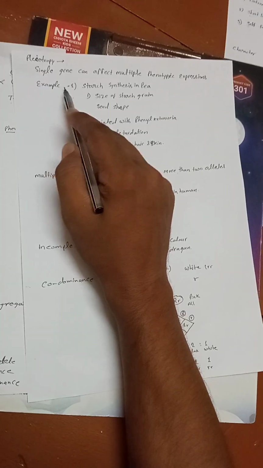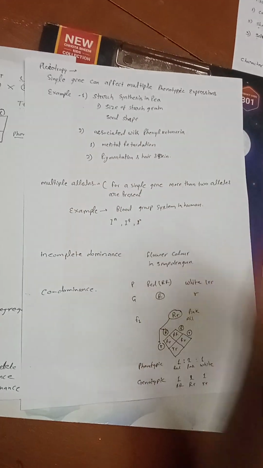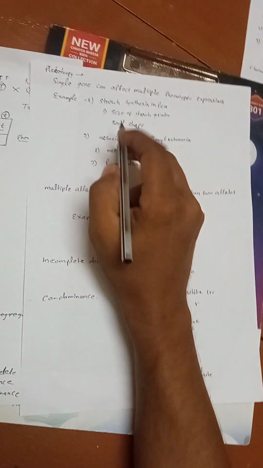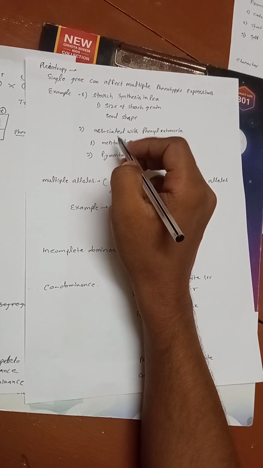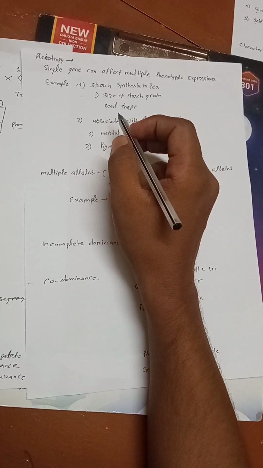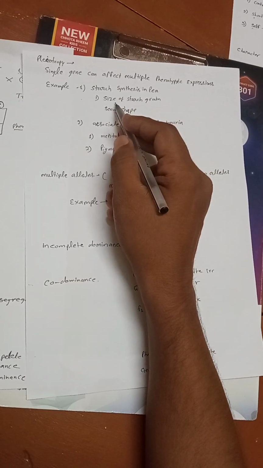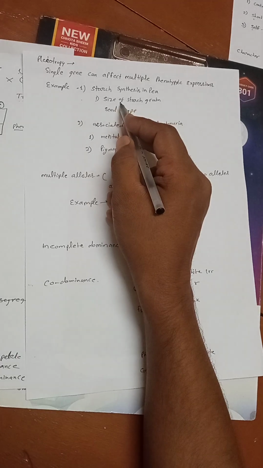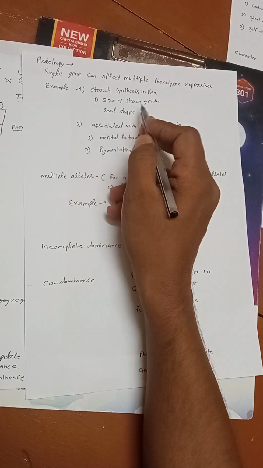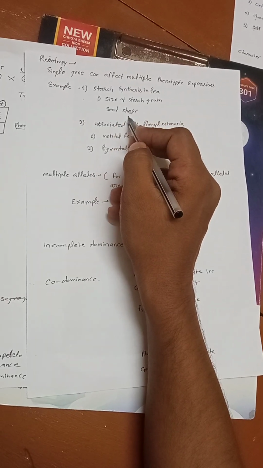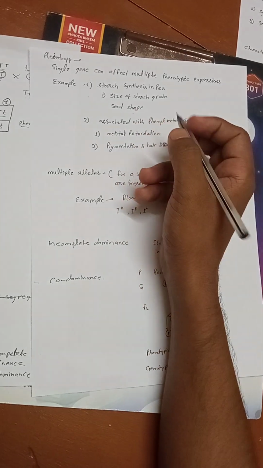An example of pleiotropy is starch synthesis in pea. The gene which affects starch synthesis in pea also affects the size of the pea plant, the size of the starch grain, and the shape of the seed of the pea plant.